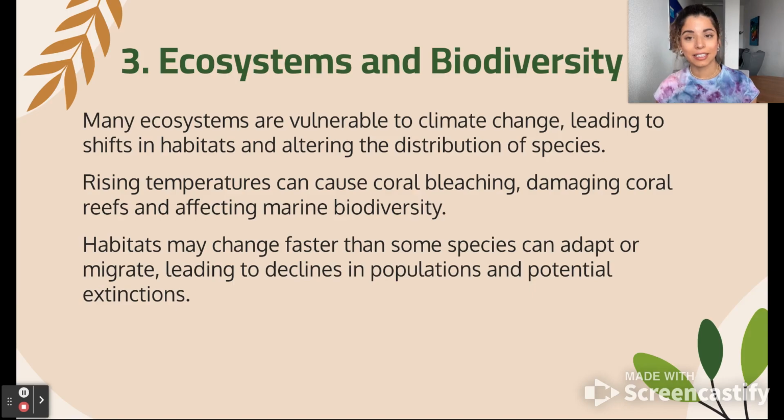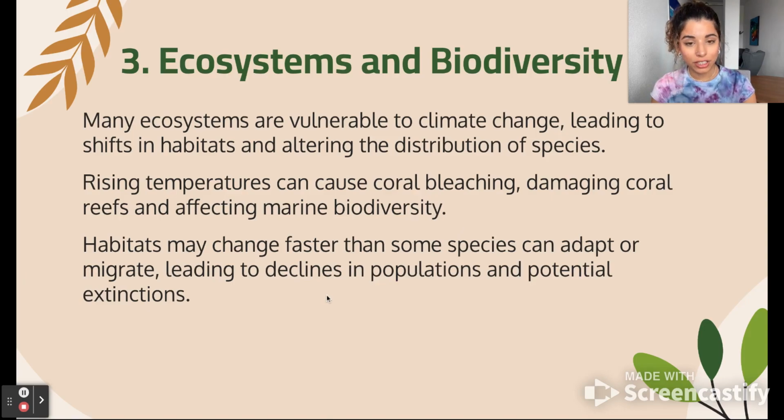So this means that shifts in habitat can cause a disruption to these species, which can then lead to even more serious issues for these different species of plants and animals. Rising temperatures have caused things like coral bleaching, damaging coral reefs and marine biology. So this is not just limited to our ecosystem and biodiversity on land, but also within the sea.